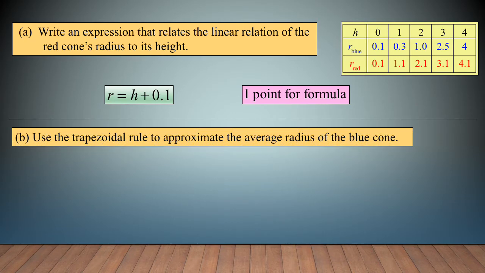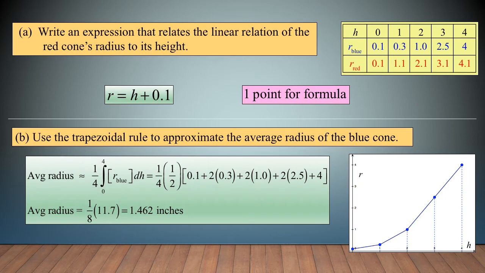Part B asks you to use the trapezoidal rule to approximate the average radius of the blue cone. This problem could cause confusion, because when we think of the trapezoidal rule, we think of area, and there doesn't appear to be any area within the problem. But realize that in the blue cone, there is a relationship between h and r. We're not sure what it is. We have some values, but we don't have the relationship yet. But we do have points, and we can see the relationship in the graph.